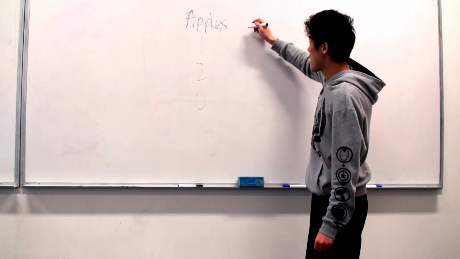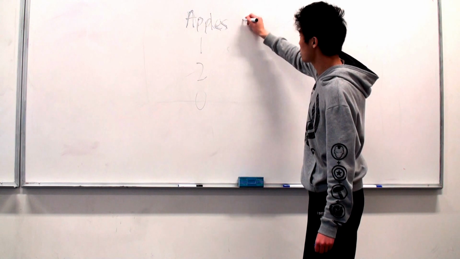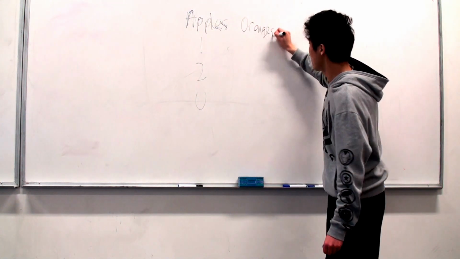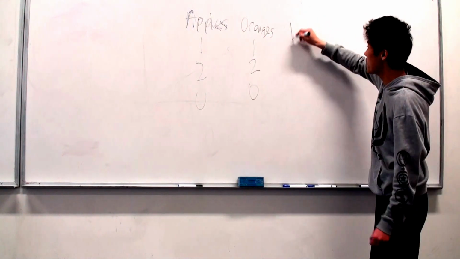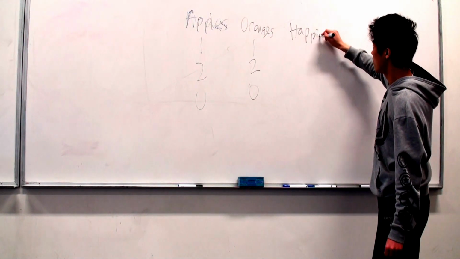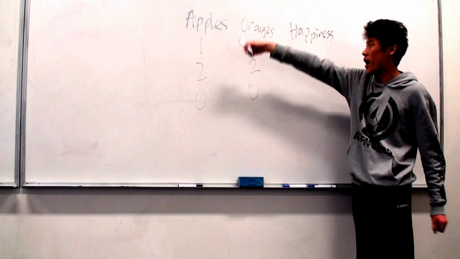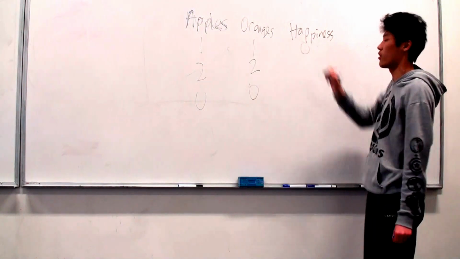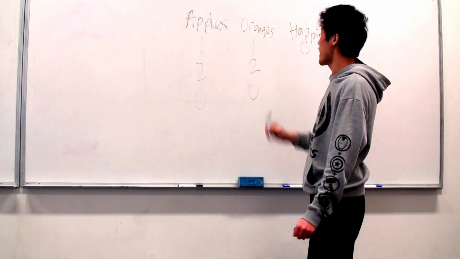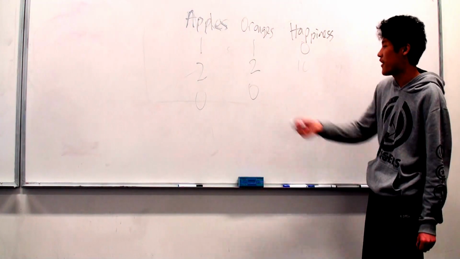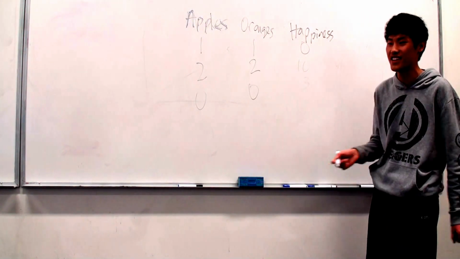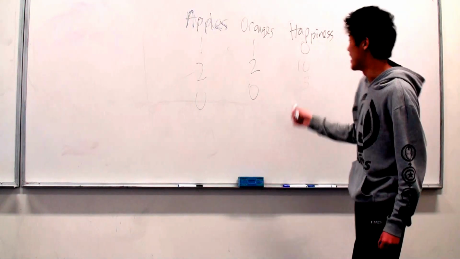And I also have oranges, and I also eat 1, 2, and 0. So this is how many I eat, and my happiness level. Let's say that if I eat 1 apple and 1 orange, I'm not happy at all. If I eat 2 apples and 2 oranges, I'm, I don't know, 10 happy. And if I eat 0, I'm 3 happy. This kind of doesn't make sense, but who cares? Let's just say this.